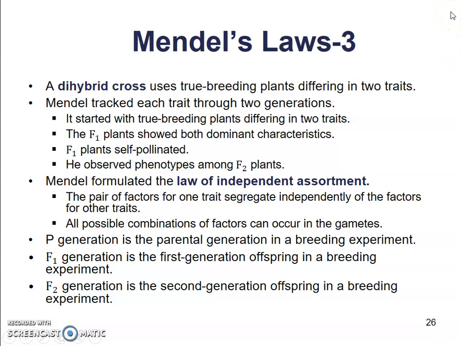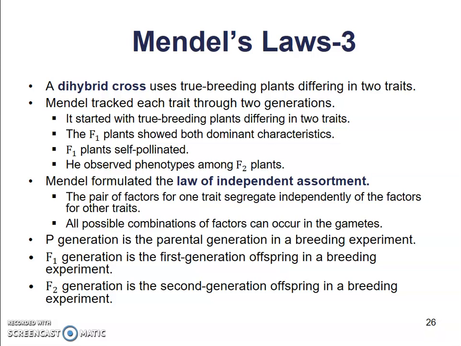Now, Mendel didn't look at just one trait at a time. Sometimes he did what was called a dihybrid cross, meaning he took 2 plants that looked similar in all aspects except for 2. A dihybrid cross uses true breeding plants differing in only 2 traits. Mendel tracked each trait through 2 generations. It started with the true breeding parents differing in the 2 traits. The F1 plants showed both dominant characteristics, and then the F1 plants were allowed to self-pollinate, and he observed the different phenotypes among that filial 2 generation.